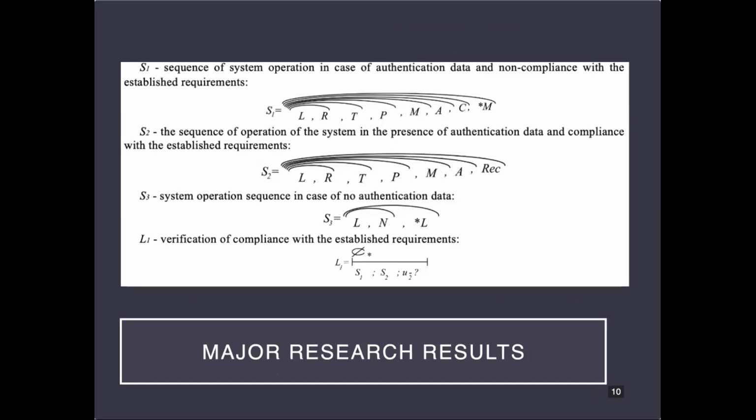The main sequences. First sequence, S1, is the sequence of system operation in case of authentication data and non-compliance with the established requirements. Next, sequence 2 is the sequence of operation of the system in the presence of authentication data and compliance with the established requirements. And the third sequence is the system operation sequence in case of no authentication data.